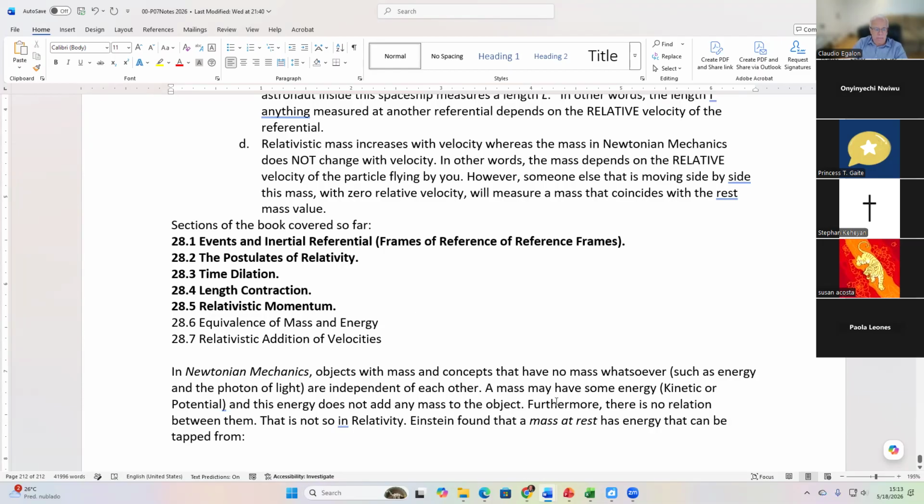A mass may have some energy, like kinetic or potential, and this energy does not add any mass to the object. That's still in Newtonian mechanics. Furthermore, there is no relation between them. That's not so in relativity, in special relativity. Einstein found that a mass at rest has energy that can be tapped from.